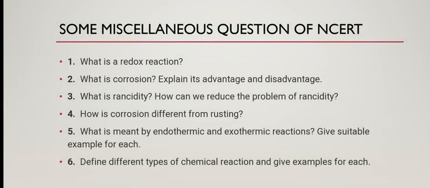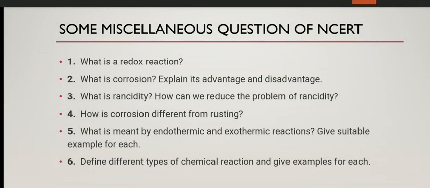First question is, what is a redox reaction? Second question is, what is corrosion? Explain its advantages and disadvantages. Third question is, what is rancidity and how can we reduce the problem of rancidity? That we already discussed. How is corrosion different from rusting? In the difference only we discussed already. What is meant by exothermic and endothermic? Give suitable examples. That also we discussed.